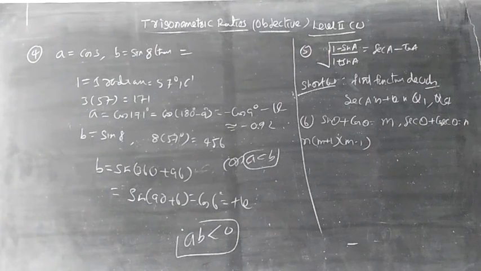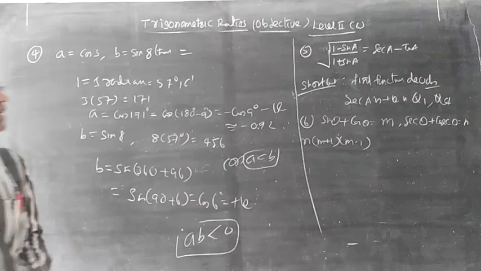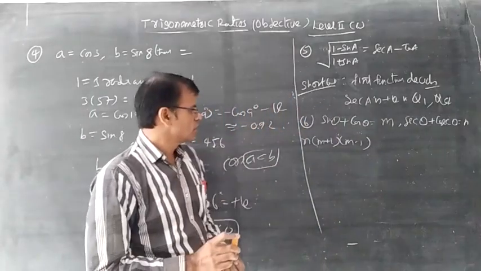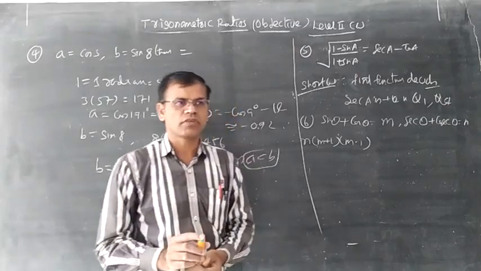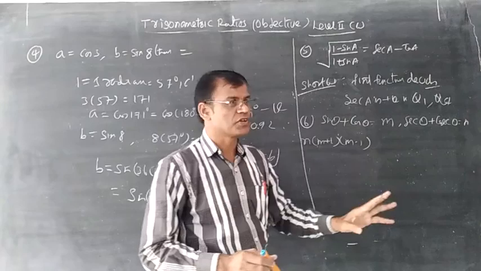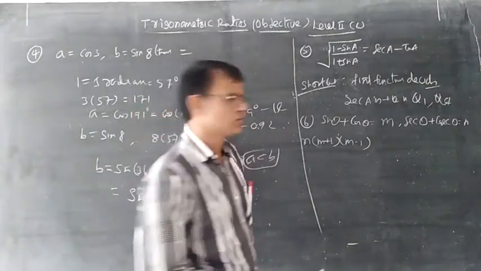Same question will be there in our material, maybe number 12 or like this. Sin theta plus cos theta is equal to m and secant theta plus cosecant theta is equal to n. Then n into (m plus 1) into (m minus 1). What I said: sin, cos, secant, cosecant, put theta equal to 45.